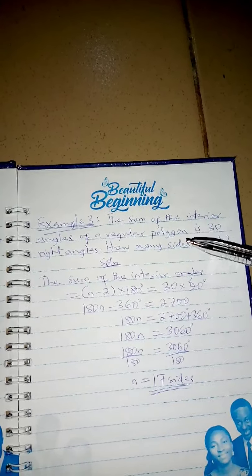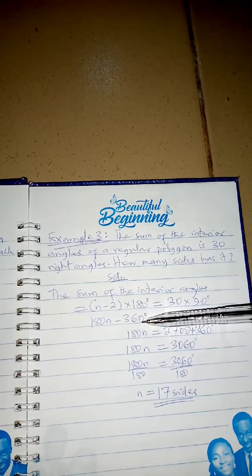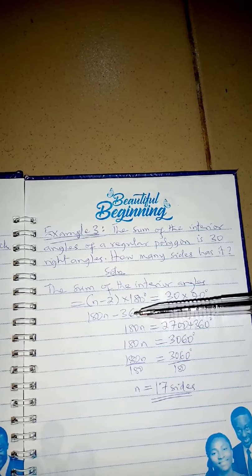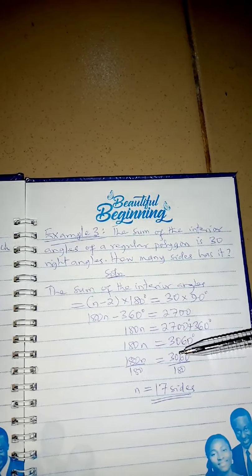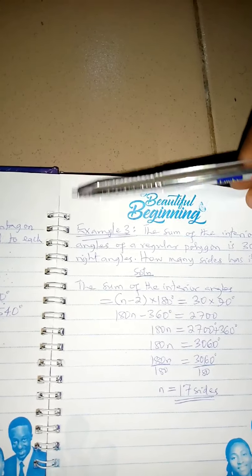Here I open my bracket: 180 multiplied by n to give this, 180 multiplied by minus 2 to give this. Collect your like terms. The 360 comes here to be plus, and adding it to this, you have 3060 degrees. Divide through by 180, and n is 17. So this is a polygon with 17 sides.